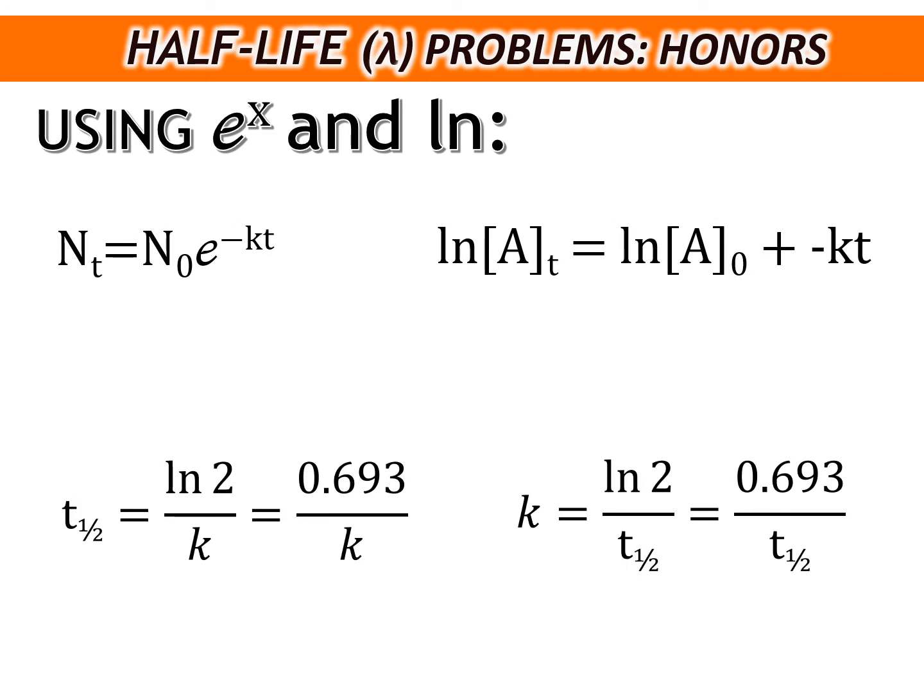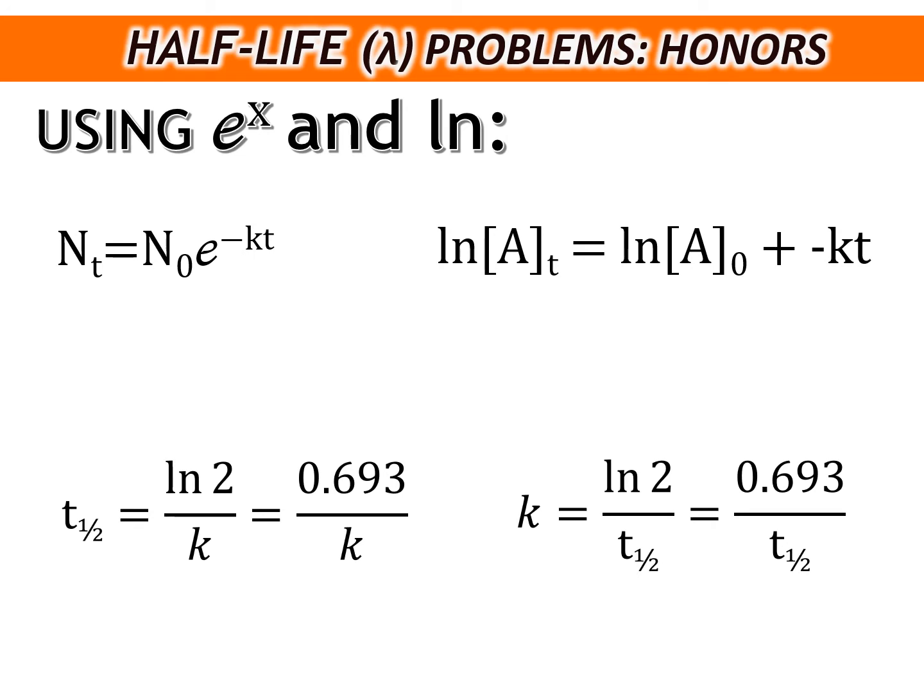Now here are the actual 4 equations we're going to use. And these equations, just like e to the x and natural log, are going to mirror one another because they describe similar phenomena that are related. So we have one equation that says N sub t equals N sub 0 e to the negative kt power. And we have another equation that says natural log of A sub t equals natural log of A sub 0 plus negative kt. And again, we're going to use these to figure out things.